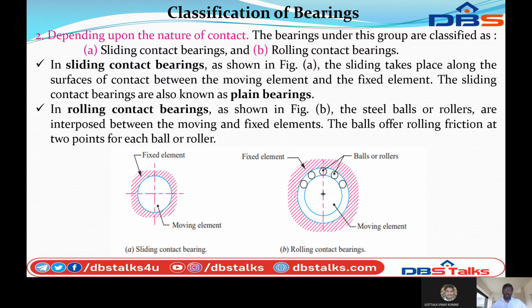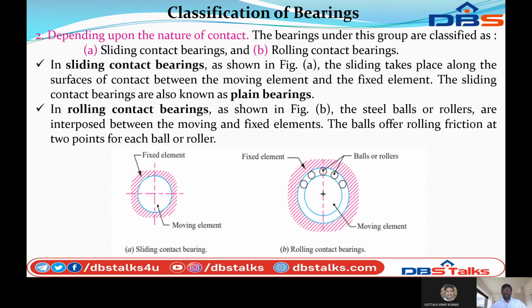Coming to the rolling contact bearing, as shown in figure B, this is the rolling contact bearing. In this bearing, we have arranged one fixed element and one movable element. In between the fixed element and the movable element, balls or rollers are arranged. So this is called a rolling contact bearing.